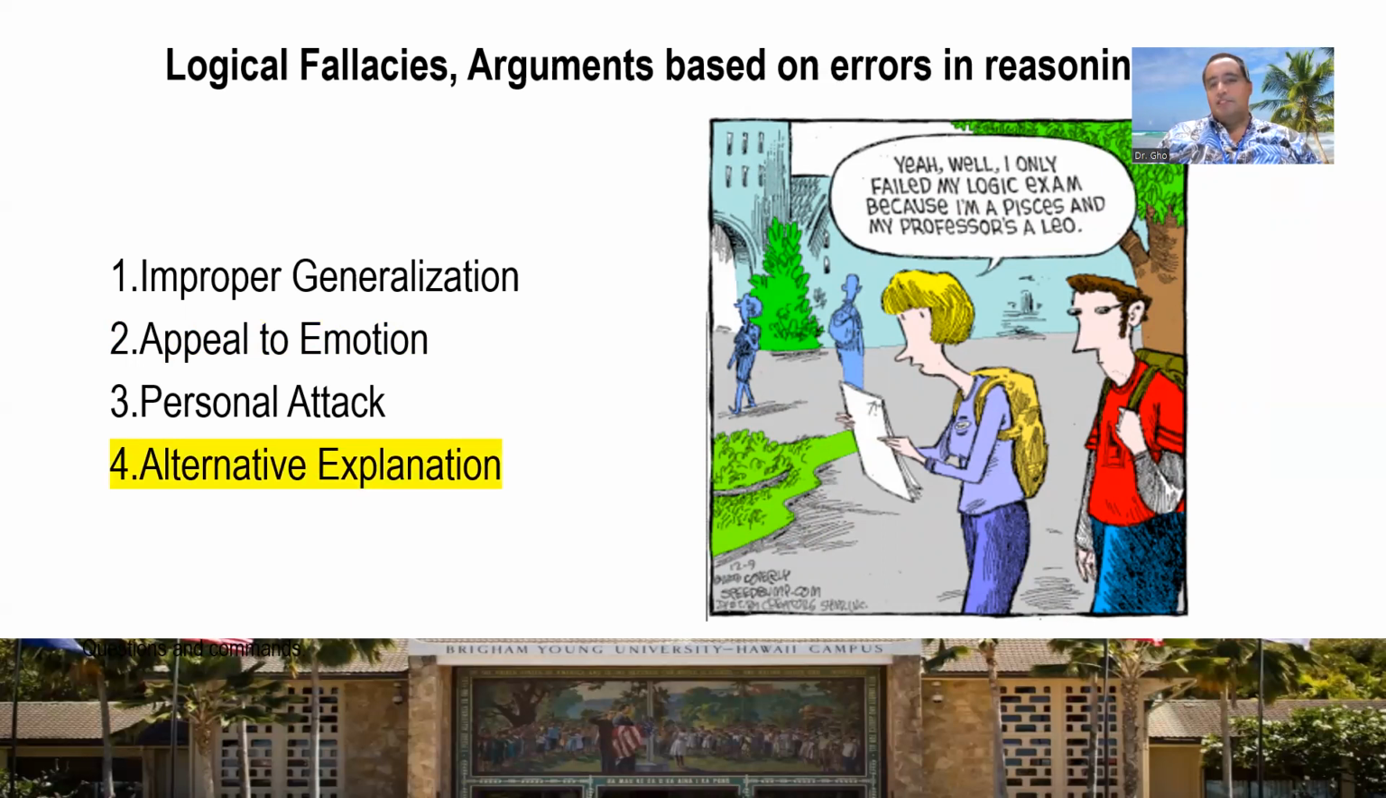The alternative explanation. The way the stars align when people are born doesn't really have very much basis as to why somebody is successful in an exam, especially a logic exam.